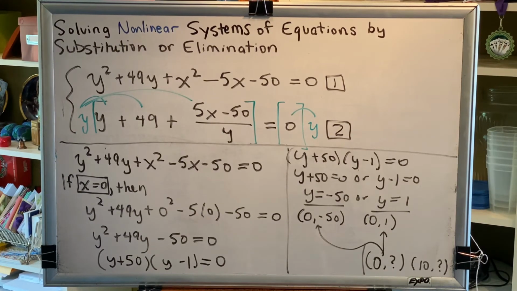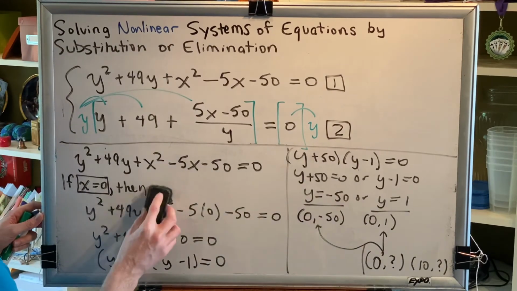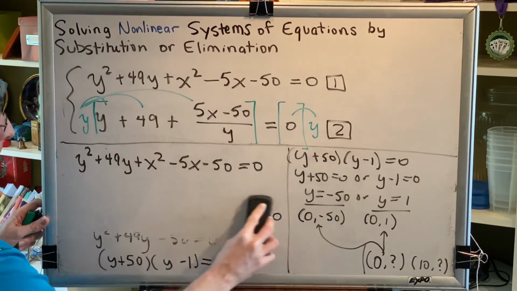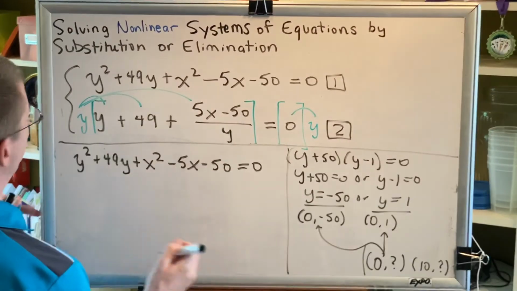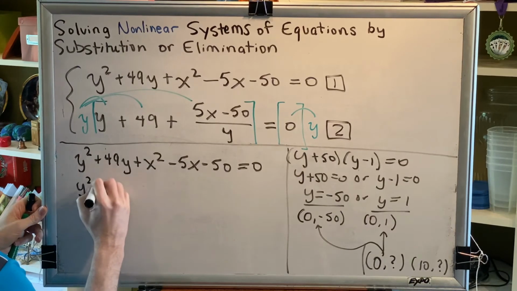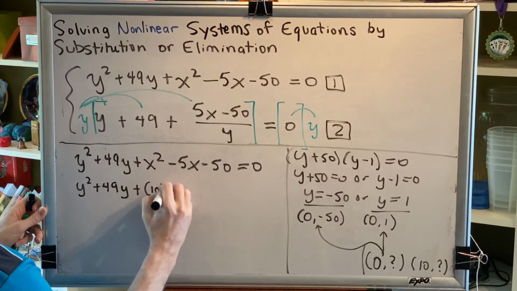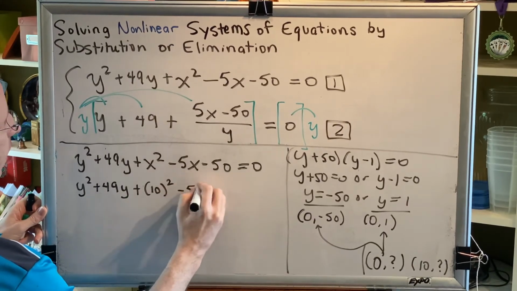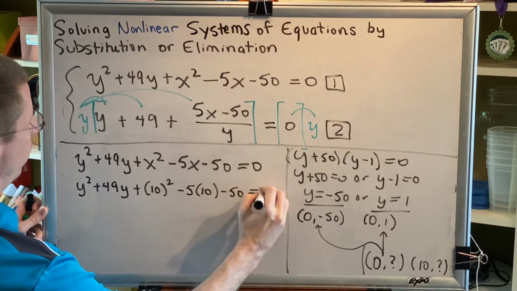Okay, so now we have to check the other value, which was 10. So this problem is a little bit on the longer side. All right, here we go. Now replacing all the x's with 10. Again, I'm choosing equation 1 to plug into. So I get y squared plus 49 times y plus 10 squared minus 5 times 10 minus 50 equals 0.